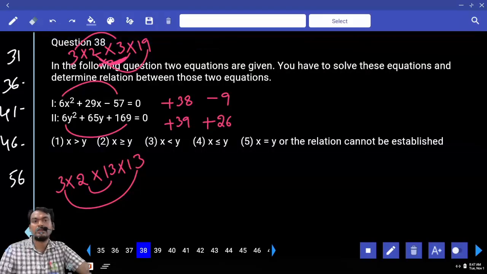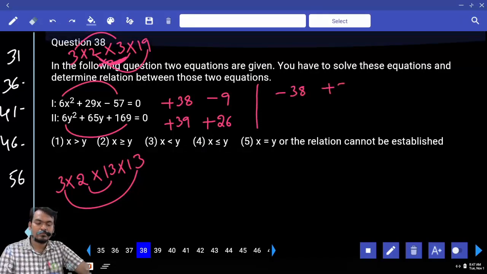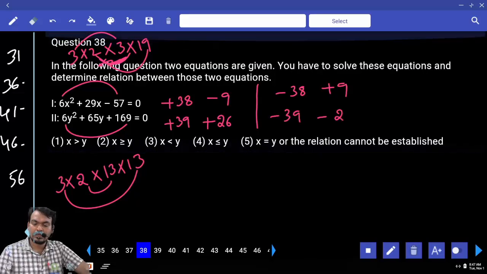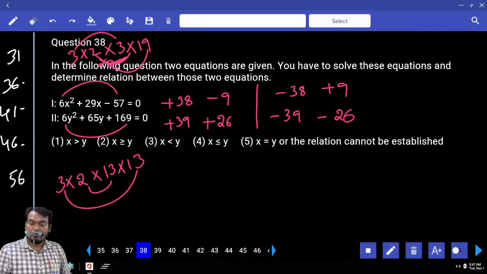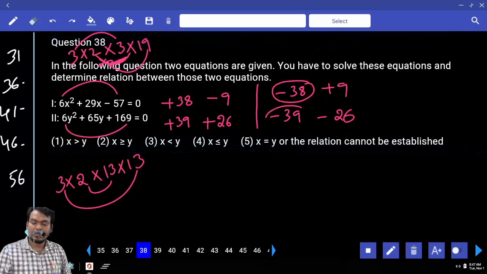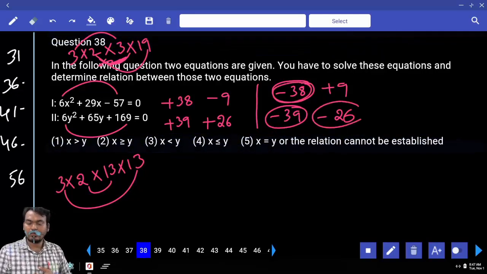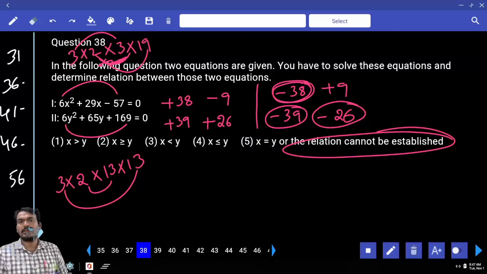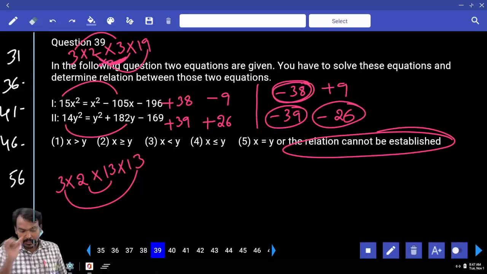Those are initial roots or final roots? Initial roots. What are the final roots? Minus 38 plus 9, or not? Second one minus 39 minus 26, or not? Okay. Minus 38 compared to minus 39 is greater. But minus 38 compared to minus 26 is less than. Then the answer is no relation, or not? Opposite symbols or same symbols? Opposite symbols.